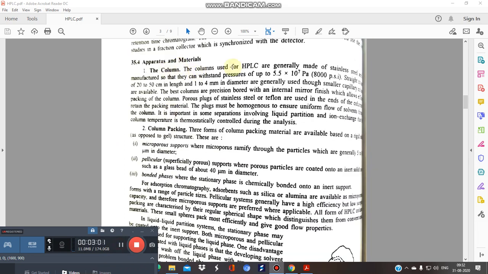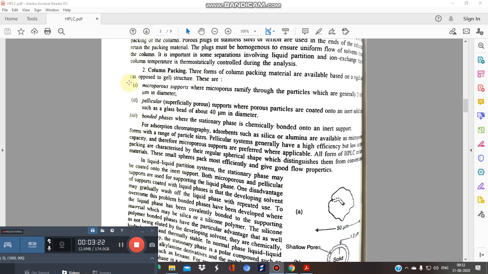So just see, in HPLC we generally use stainless steel columns of different sizes that can withstand pressure, because in this we have to apply pressure, up to 8000 psi. They are mostly about 20 to 50 centimeters in length, whereas 1 to 4 mm in diameter.